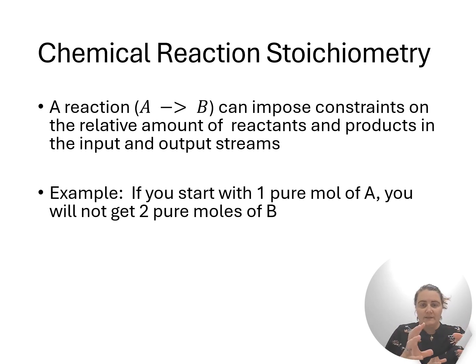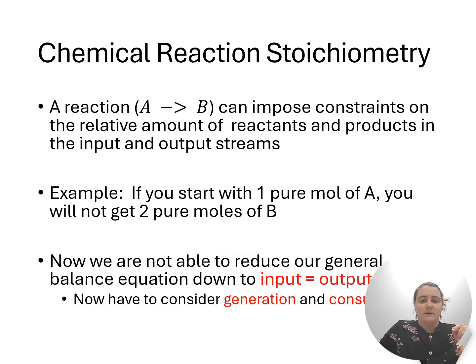So if, for example, you start with 1 pure mole of A, you will not necessarily get 2 pure moles of B in reality, right? It would be 1 to 1 if it was perfect stoichiometry and the reactor functioned perfectly, but that's not real life. So we're now not able to reduce our general balance equation to input equals output. If we said that input equals output, we are assuming 1 pure mole of A becomes 1 pure mole of B if we have a reaction occurring, right?